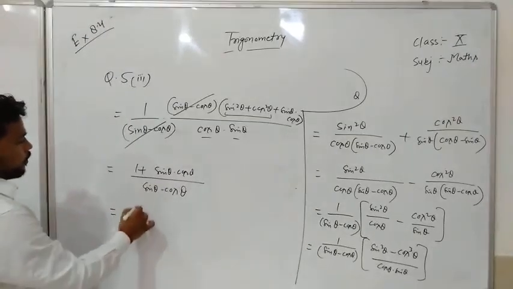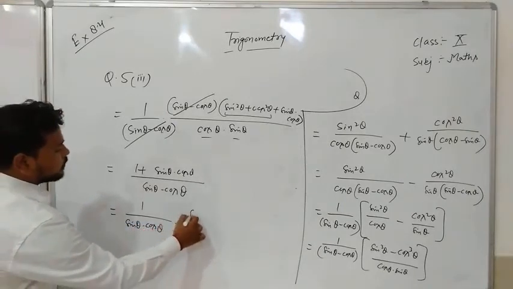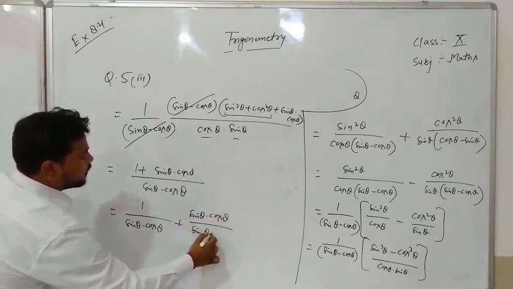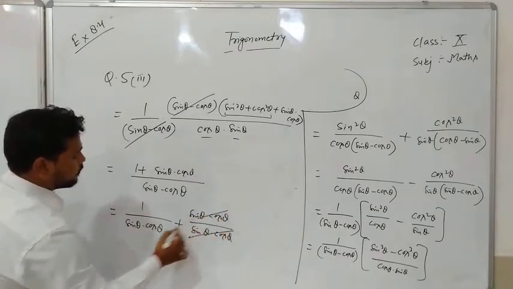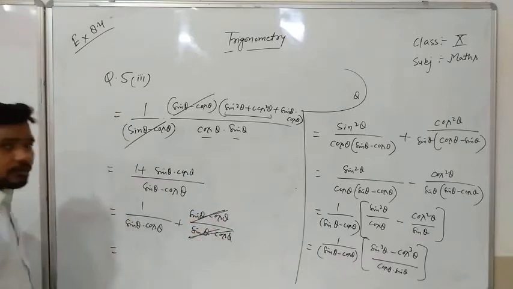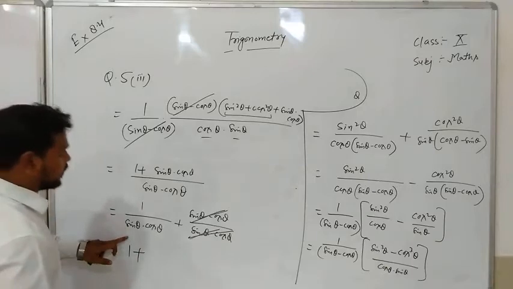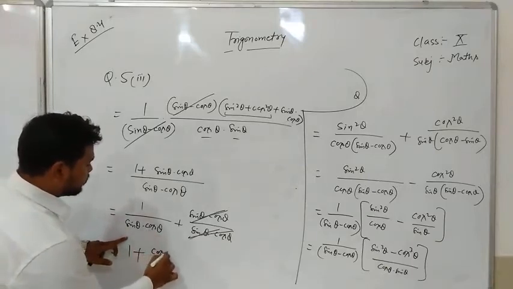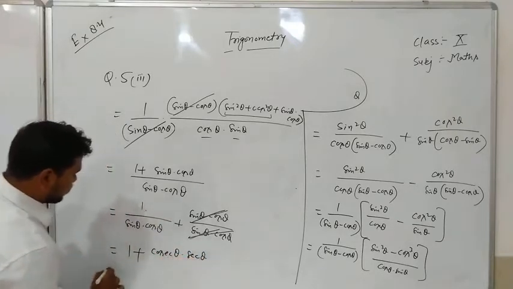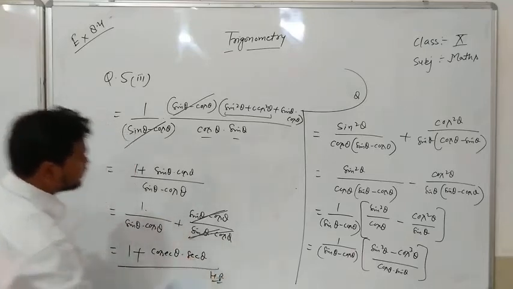Now 1 upon sin theta into cos theta plus sin theta into cos theta upon sin theta into cos theta, that is cancelled, and 1 upon sin theta, so first of all we will write that thing is cancelled with that thing, so we will write 1 first, and then 1 upon sin theta is cosec theta, and 1 upon cos theta is sec theta. So that is proved. Hence proved.